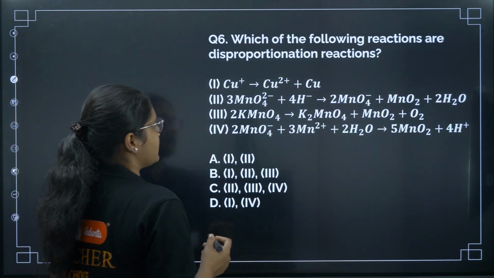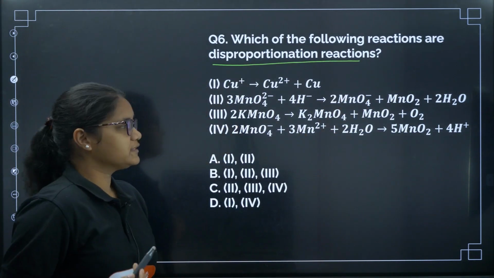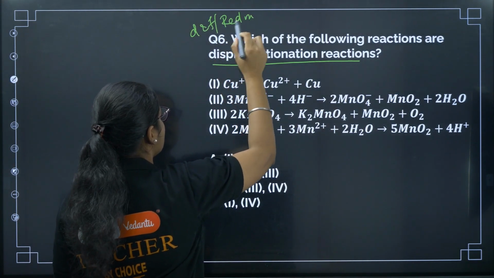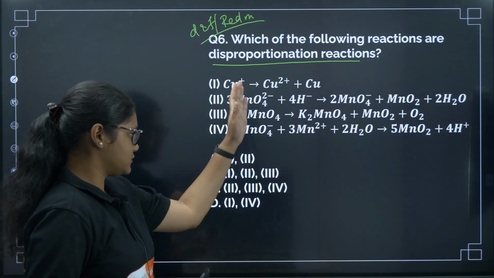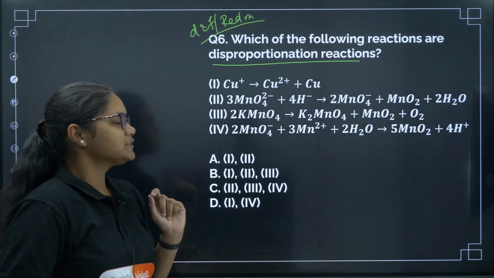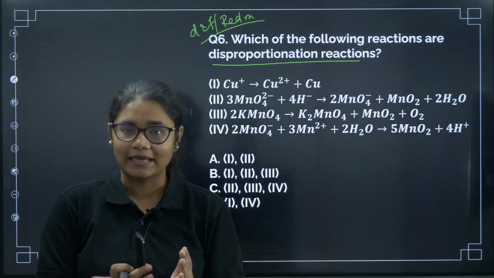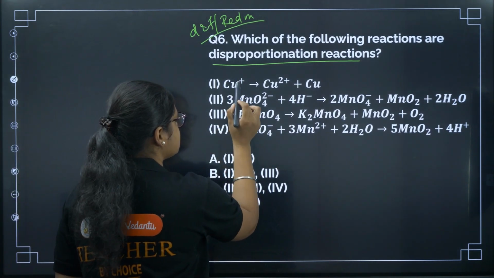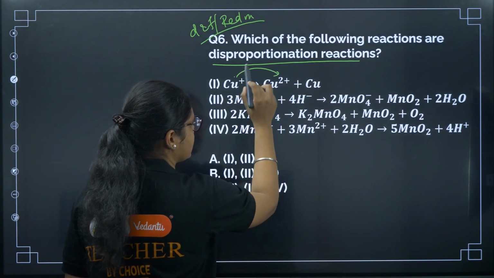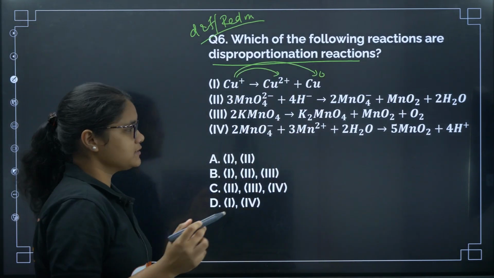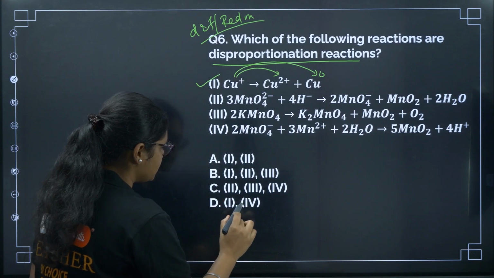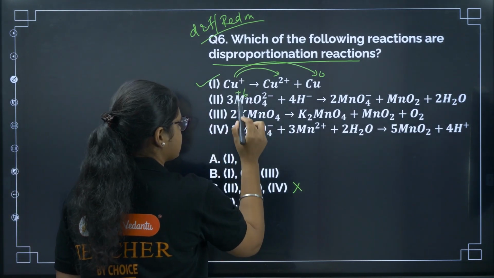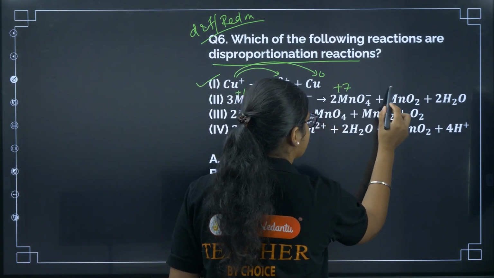Now next, which of the following reactions are disproportionation reactions? This question is again from your D and F block, or you can also say from redox reactions. D and F block, because the compounds are transition elements. A disproportionation reaction is one where the same element undergoes both oxidation and reduction. If you see here, copper oxidation state is +1, here it goes to +2, and here it goes to 0. So both oxidation and reduction occur, so answer 1 will be there. Option 1 is not there in the choices, so we can eliminate that one. Now coming to C, here it is +6, and here it is +7, and here it is +4.